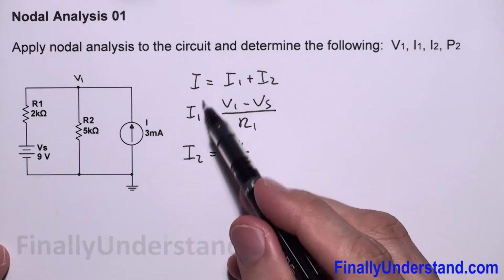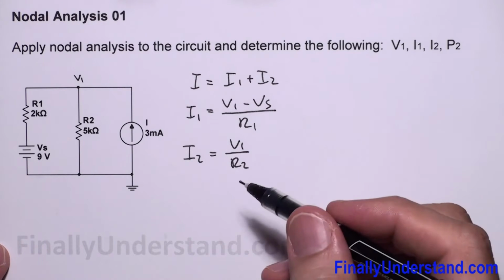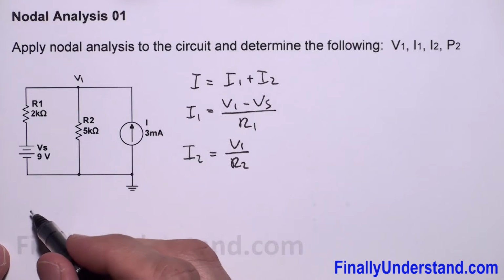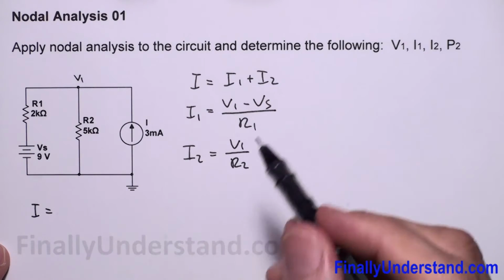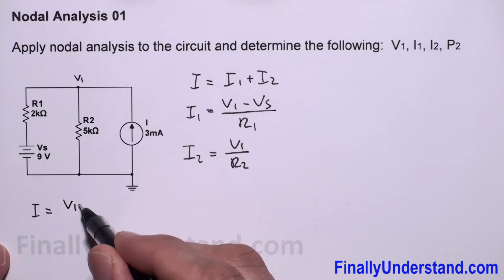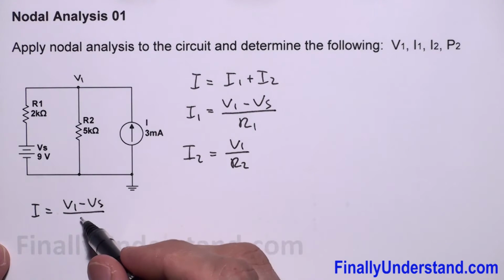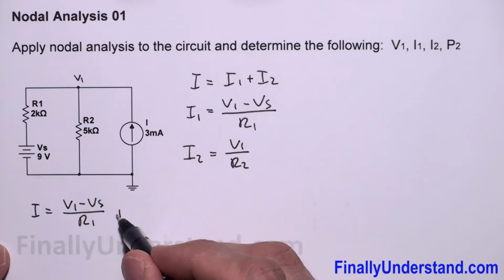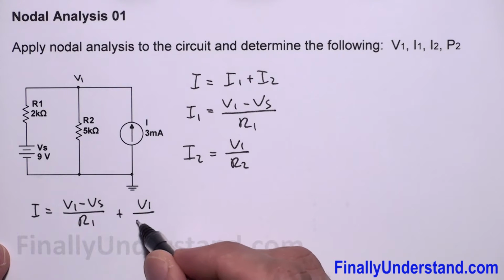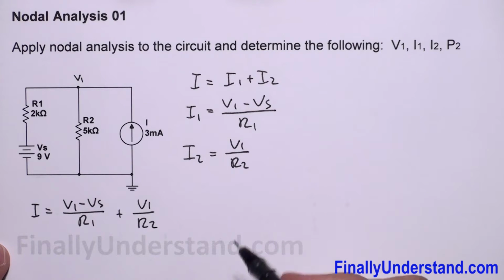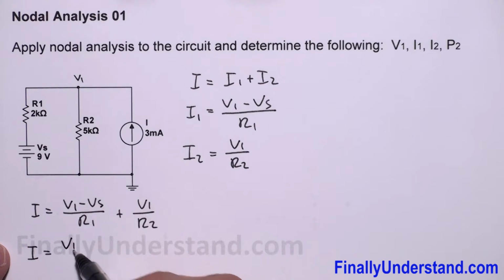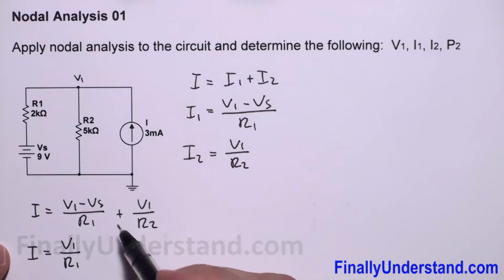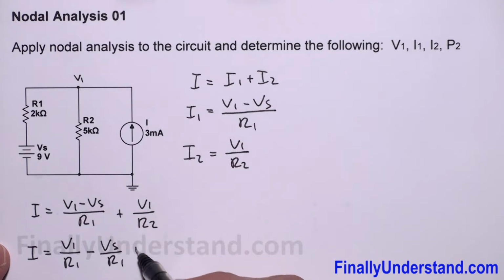Next, we're supposed to use all these formulas to write the equation. So we have I is equal to I1, which is V1 minus voltage source over R1, plus V1 over R2. I can rewrite this as I is equal to V1 over R1 minus Vs over R1 plus V1 over R2.